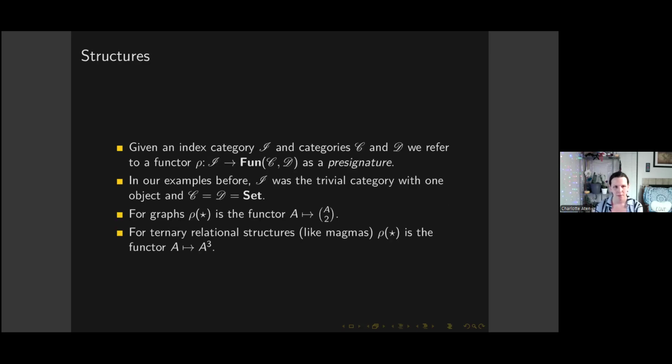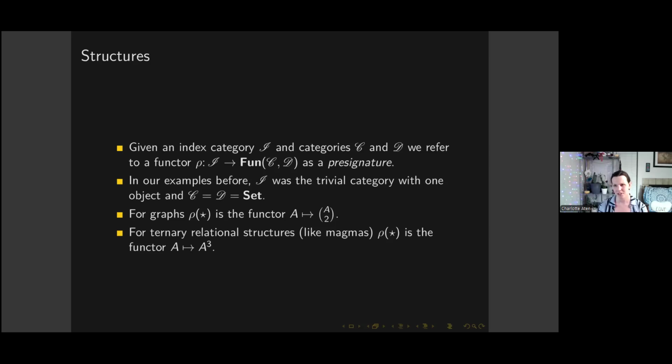All right. Well, let me define structures for you. If we have some index category, which we usually think of as a discrete category to start out with, and two categories C and D, I'm going to call a functor from that index category to the corresponding functor category a presignature. As you might guess, this isn't good enough to be a signature for a structure.